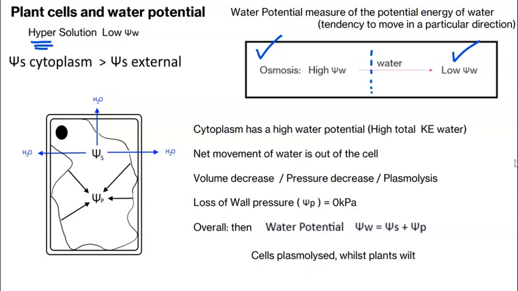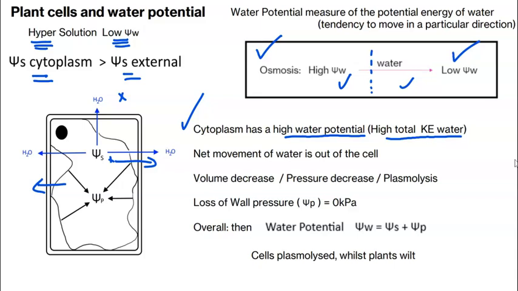A hypertonic solution has a low water potential. So let's just take a moment to think about that. If the cytoplasm has a high water potential, then this means that there's a high kinetic energy of the water molecules in that location. So it's higher inside the cell than it is outside of the cell. Psi S of the cytoplasm is greater than psi S of the external solution. And so therefore, let's follow the rule here, the water will move out of the cell.